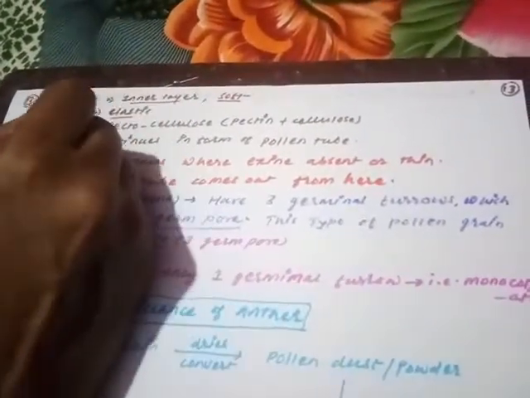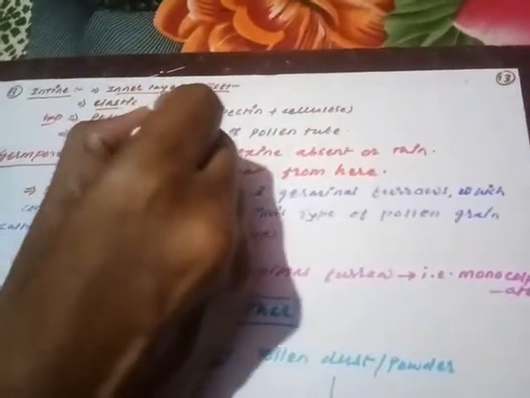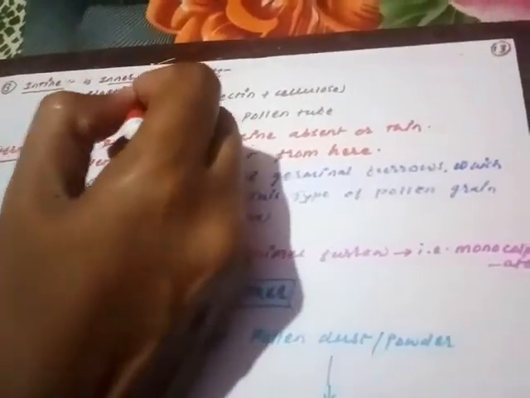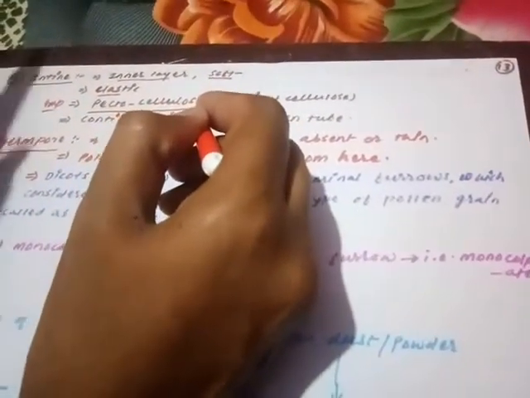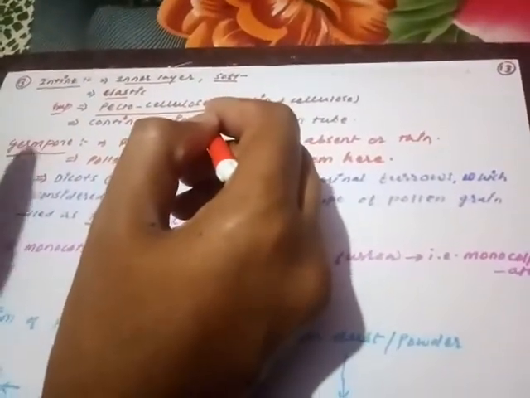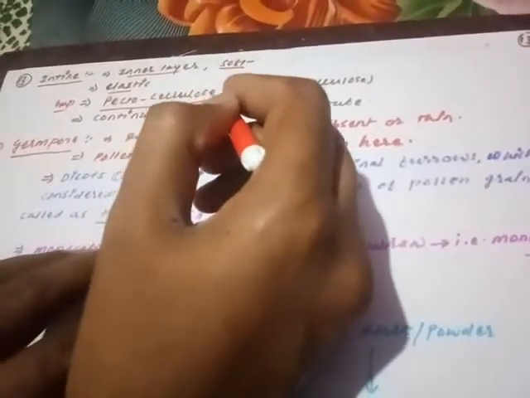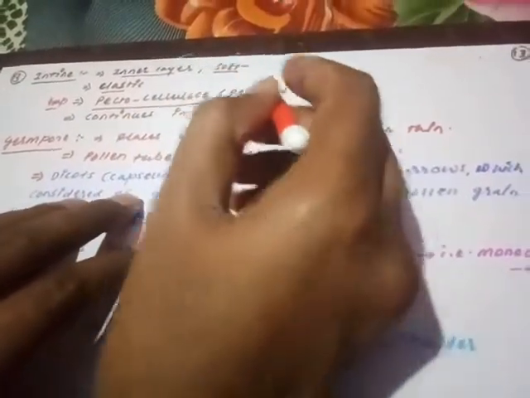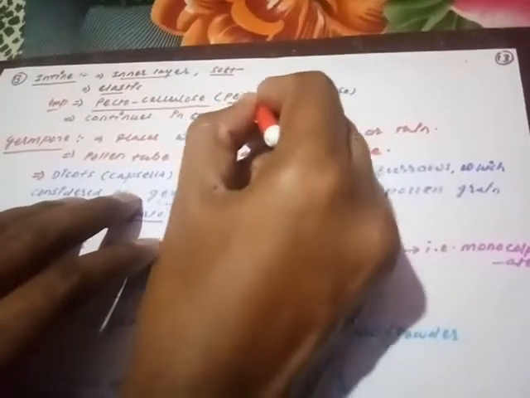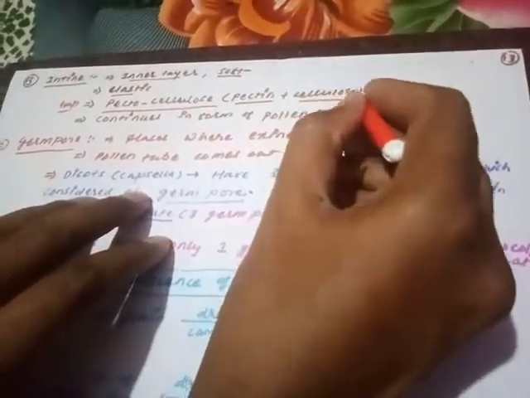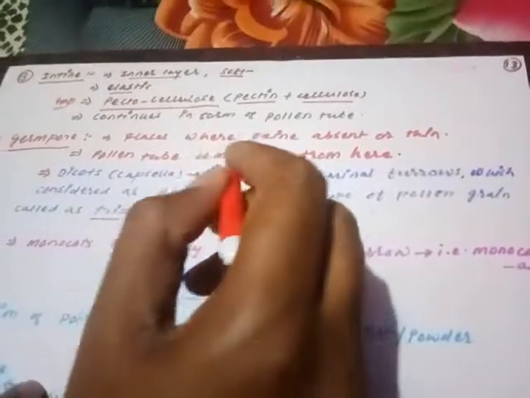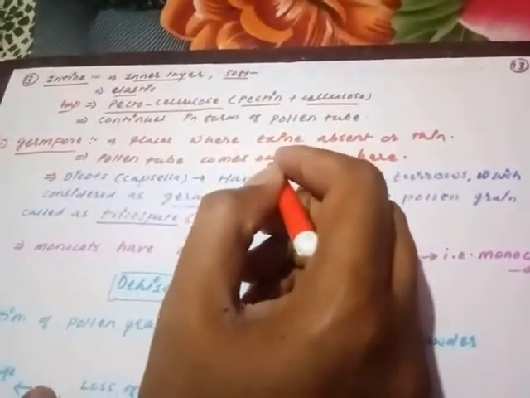The important question which can be asked from here is the composition of intine. Intine is composed of a pectocellulose material, as exine was composed of sporopollenin. What is pectocellulose? Pectin and cellulose. These two materials combine to form the pectocellulose, and intine is very important.